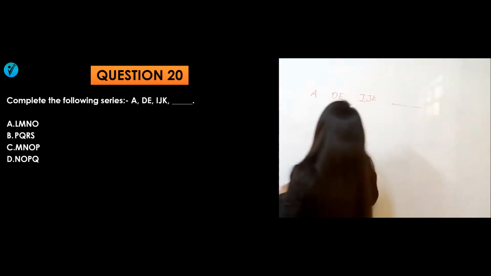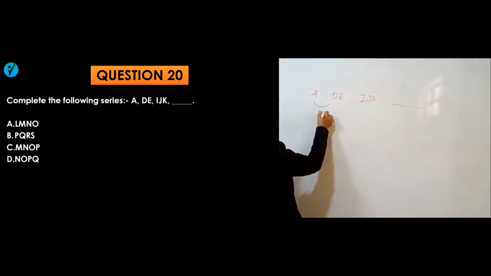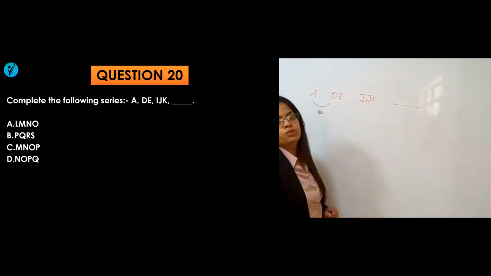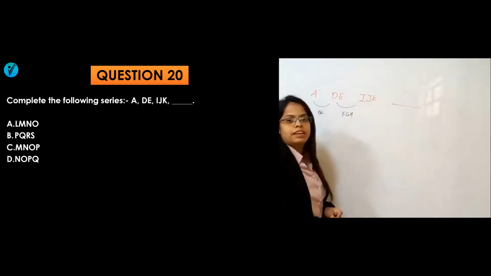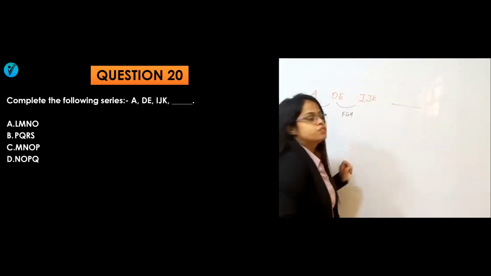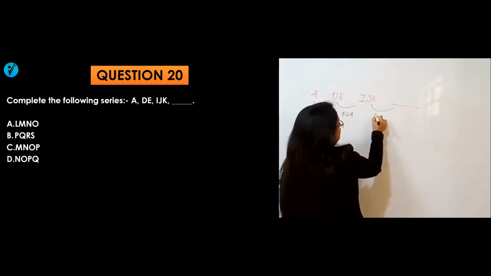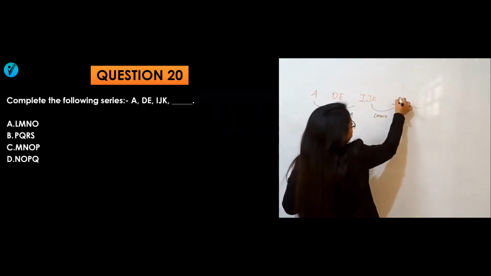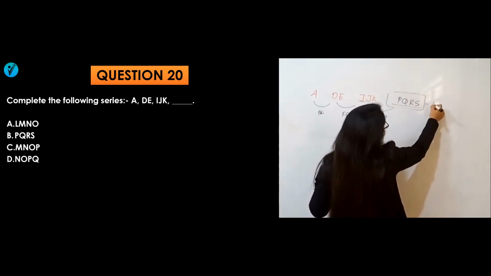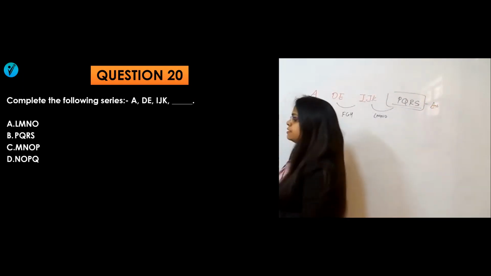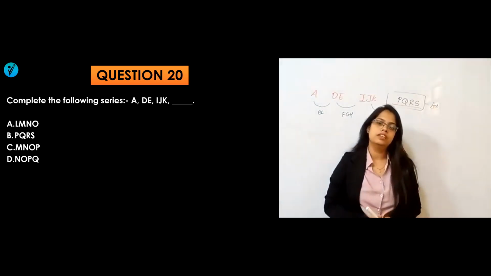If you see A, they have skipped B and C. Means 2 letters skip, takes the next 2 letters. After that, F, G, H. Means skip 3 letters, take next 3 letters. So next time I will skip 4 letters. L, M, N, O. And next 4 letters are P, Q, R, S. Which will be your answer. And that's it. Option number B is your answer.